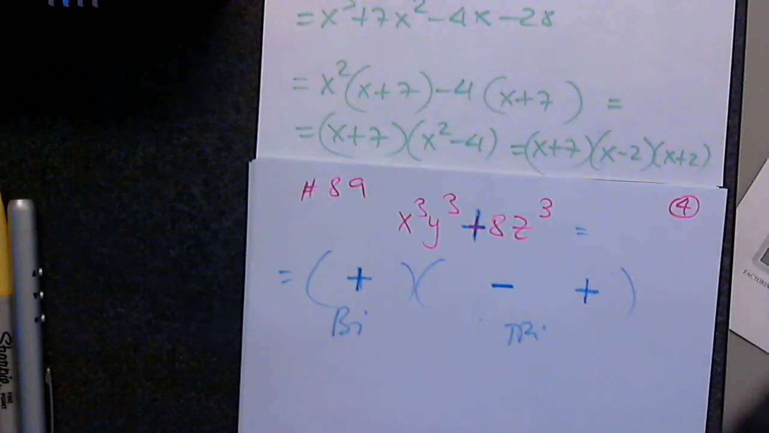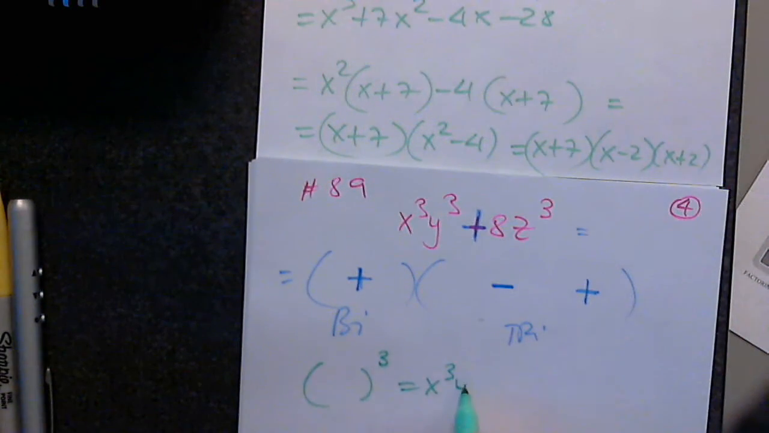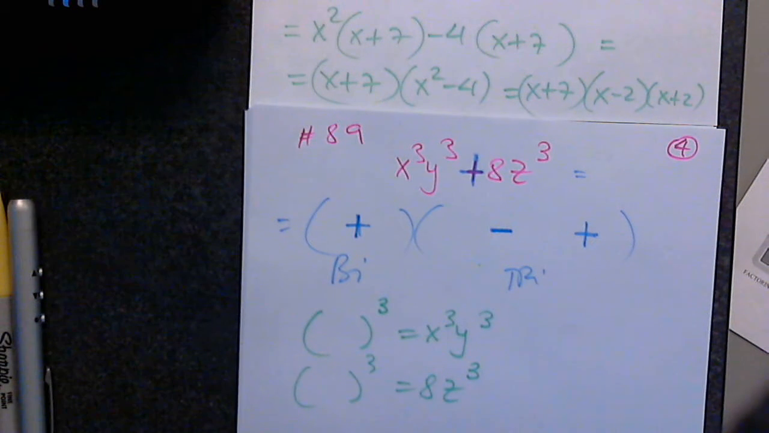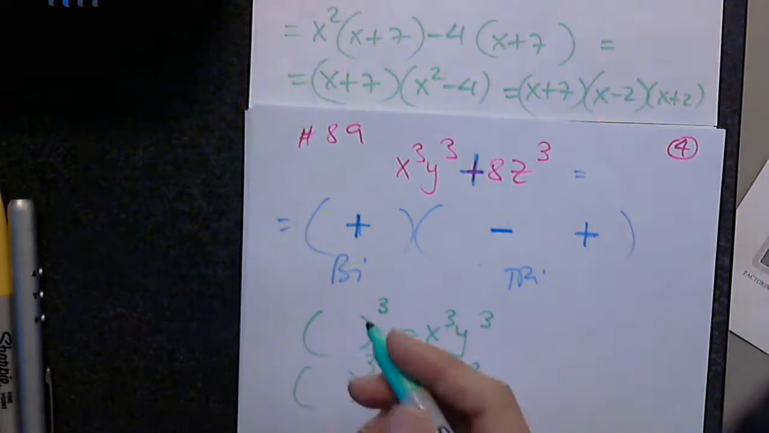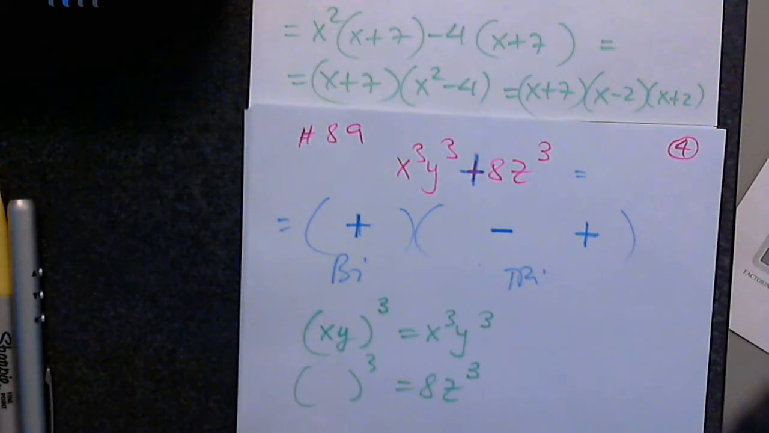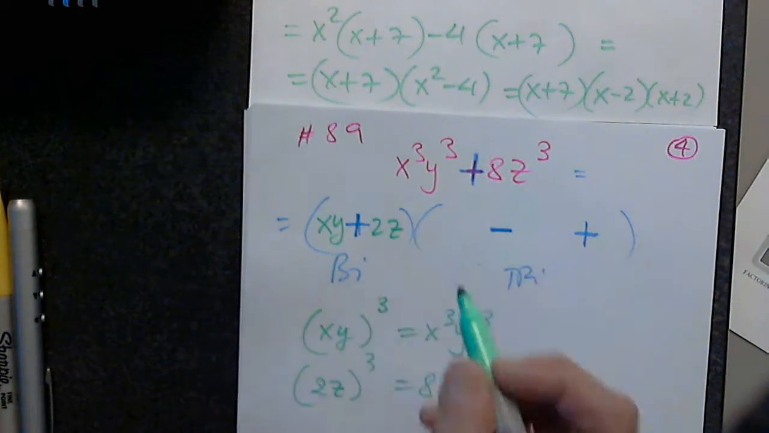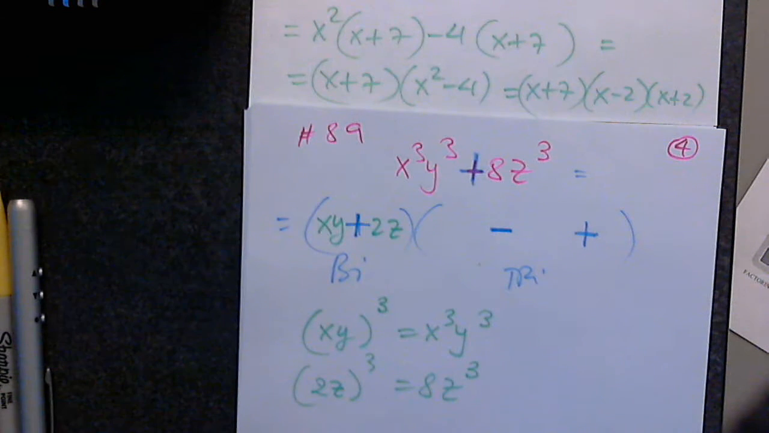My next question to myself is this. Is there something I cube to get x cubed, y cubed? Is there something I cube to get 8z cubed? The top is xy. Very good. Indeed, xy, everything cubed, means x cubed times y cubed. The bottom will be 2z. And this is the binomial. What you just gave me, maybe knowingly or not, is the binomial.